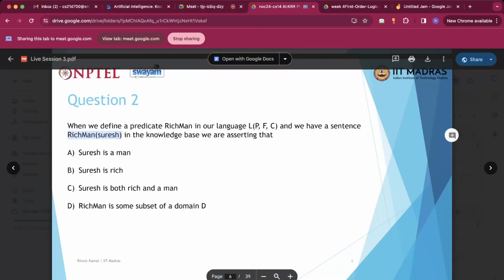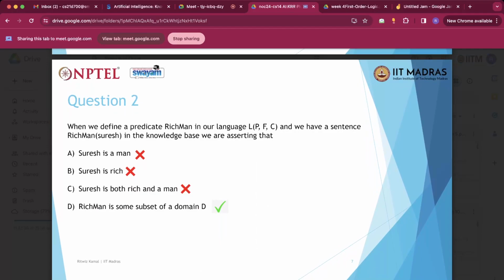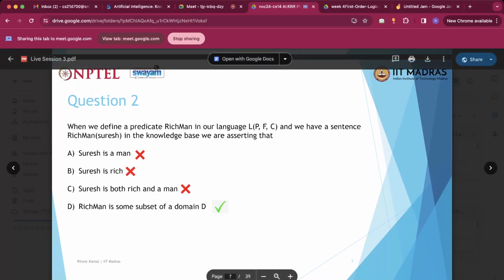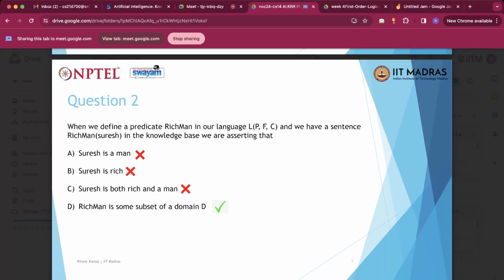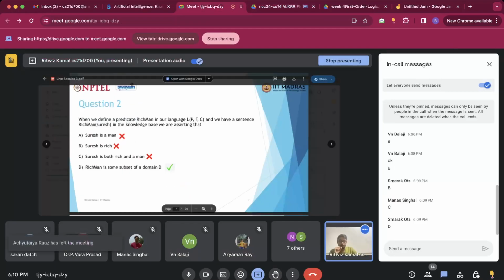So the correct option would be option D. When we say that there is a sentence RichMan(Suresh) in the knowledge base, we are asserting that RichMan is some subset of a domain D. Is that clear? Should we move on to the next question?